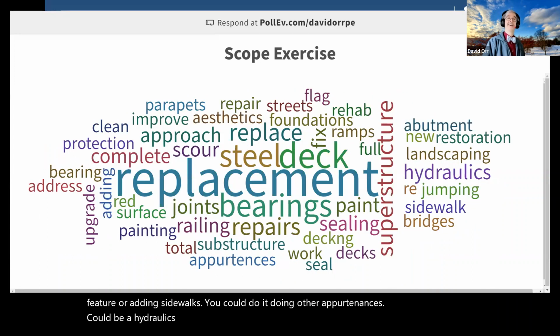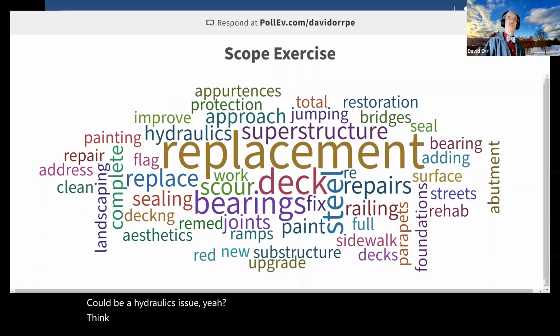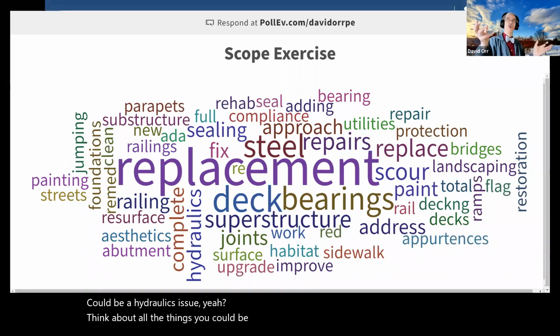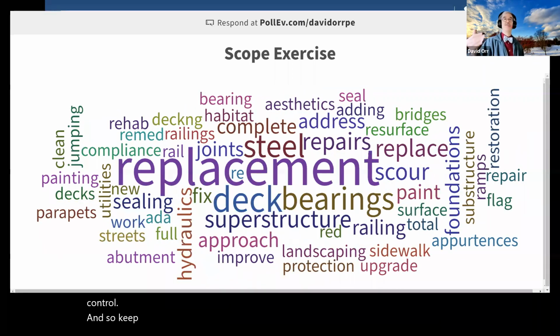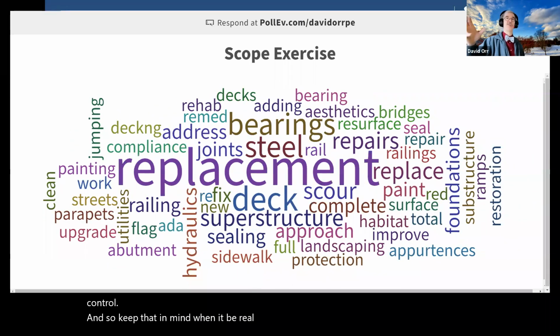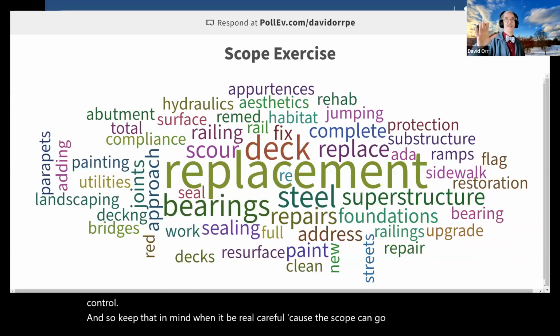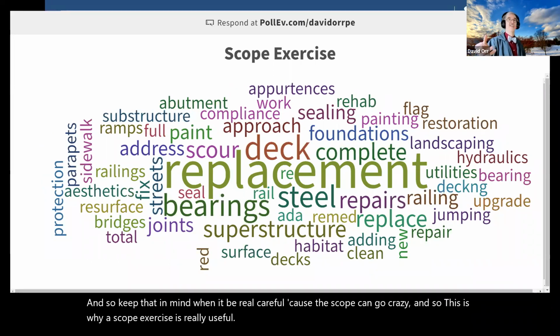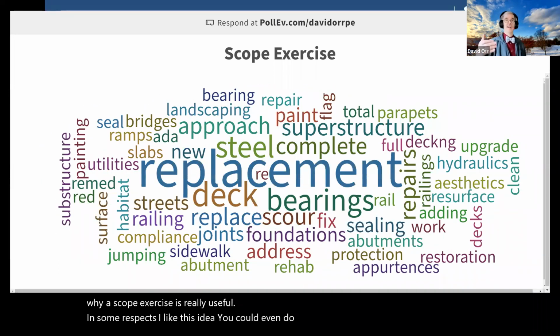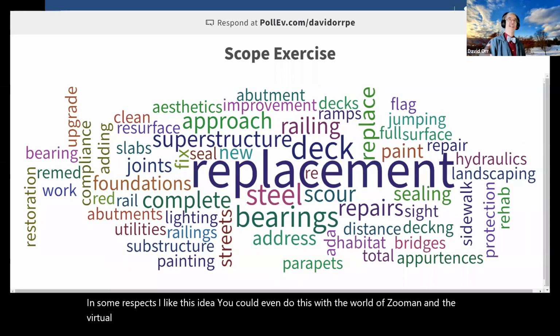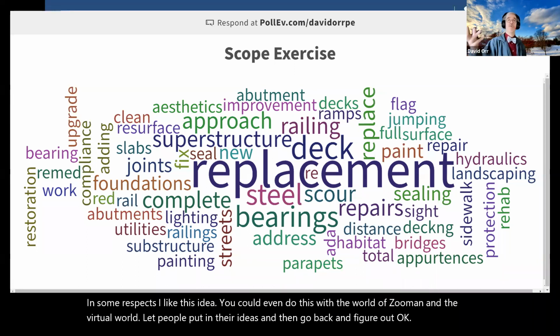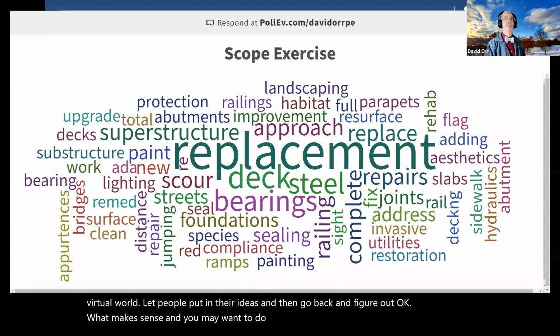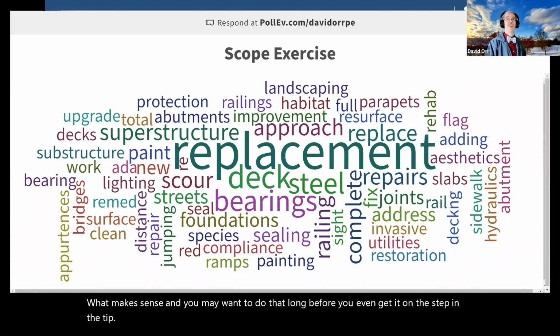Think about all the things you could be doing and how quickly that scope can get out of control. And so keep that in mind. Want to be real careful because the scope can go crazy. And so this is why a scope exercise is really useful. In some respects, I like this idea. You could even do this with the world of Zoom and the virtual world. Let people put in their ideas and then go back and figure out, okay, what makes sense. And you may want to do that long before you even get it on the STIP and the TIP, because you've got to figure out if you have enough money.